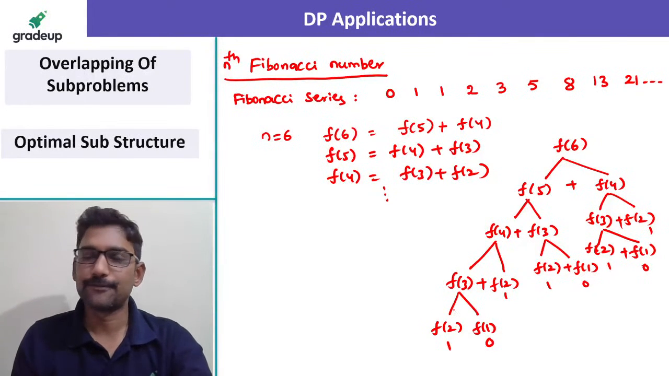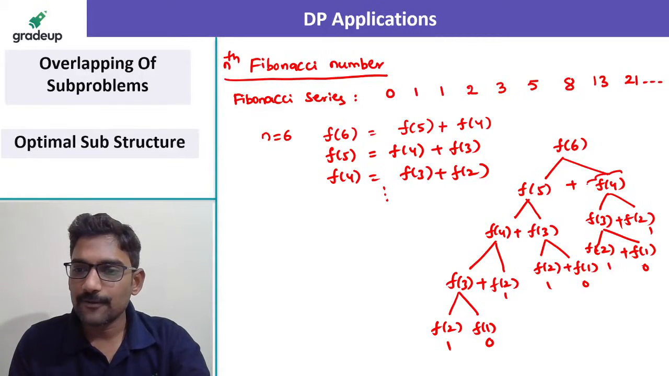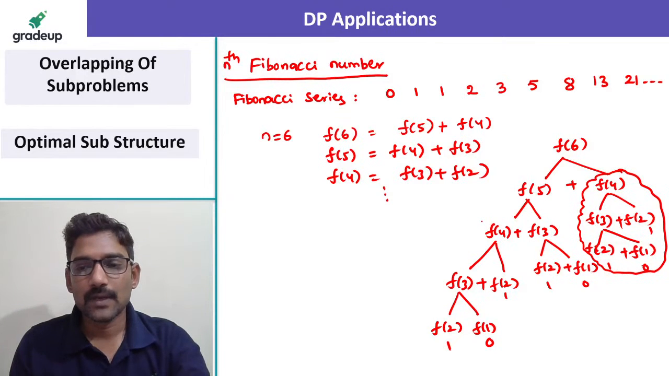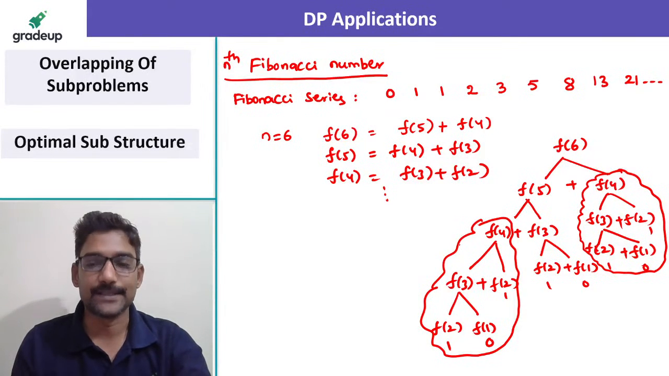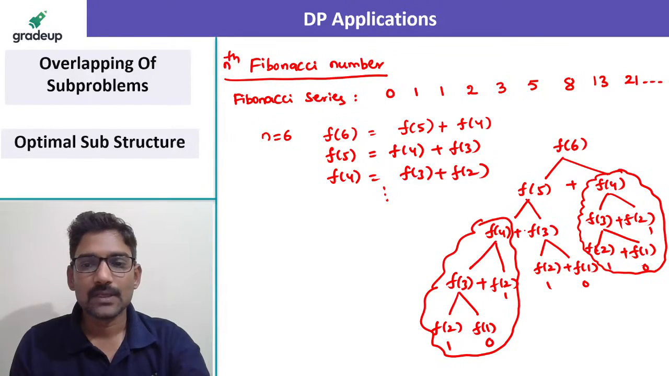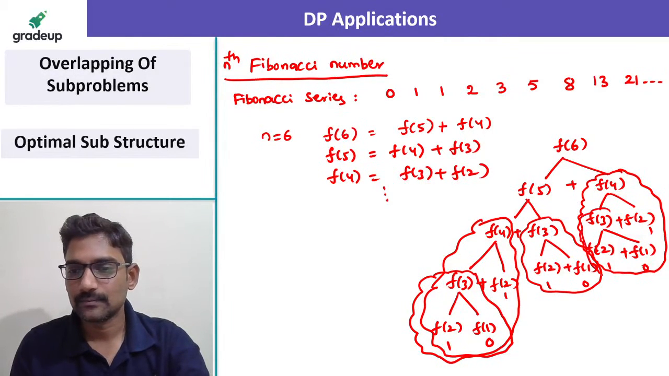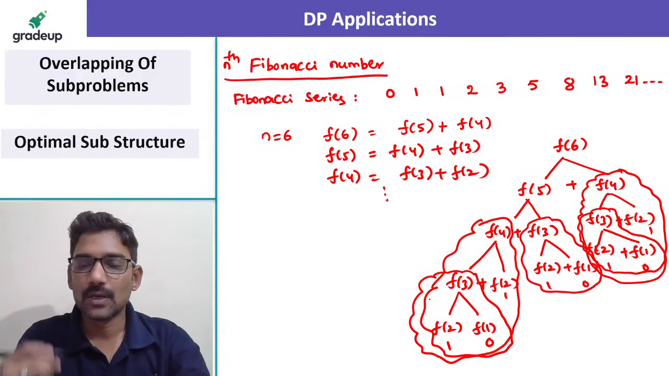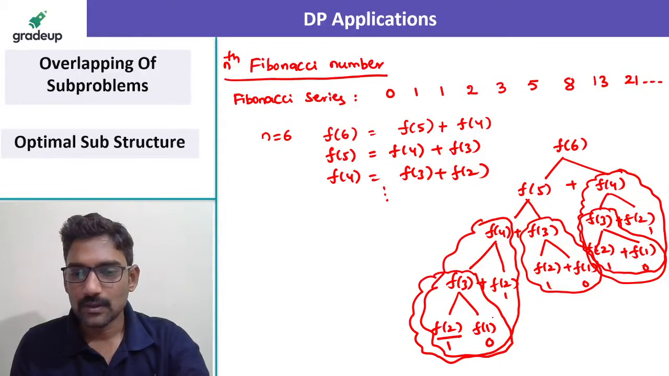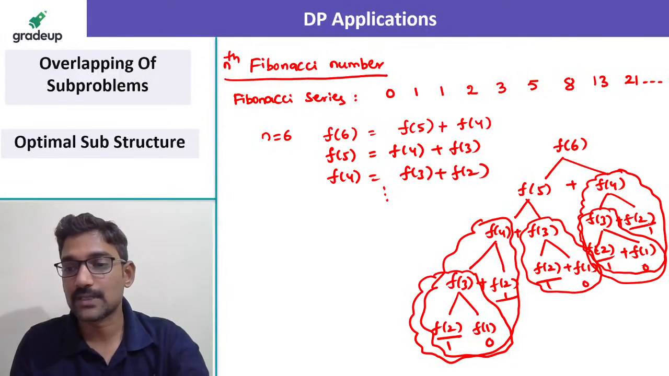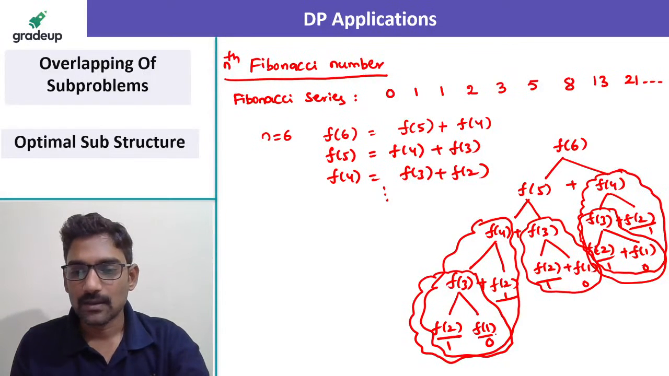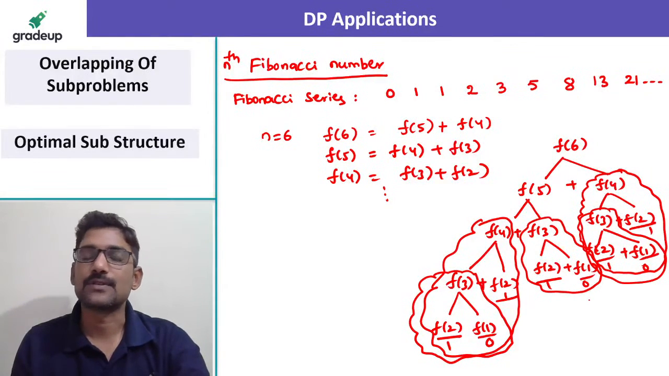Now if you observe carefully, f of 4, we are calling the function with the input 4 twice. Similarly, you are calling the function with the input 3 thrice. You are calling the function with the input 2 five times, and with the input 1, three times.